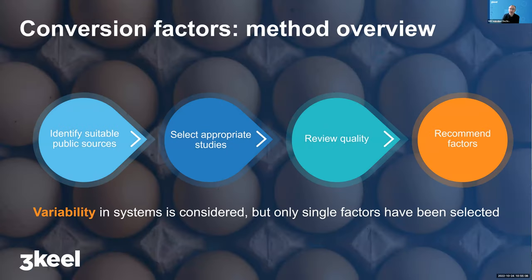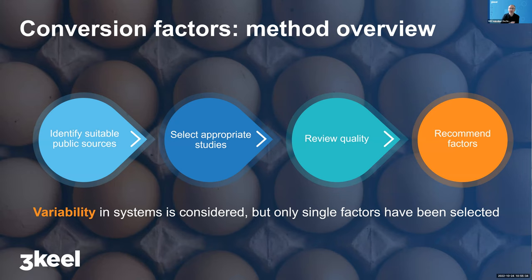How we decided which factors were going to be appropriate was conducting a review of available public sources. And then we selected the most appropriate studies to review the quality of to determine which ones would be the best to recommend to RTRS. Now, while there is a large amount of variability in livestock production systems and other commodity flows around the world, we've decided with RTRS to use a single factor to reduce any uncertainty.